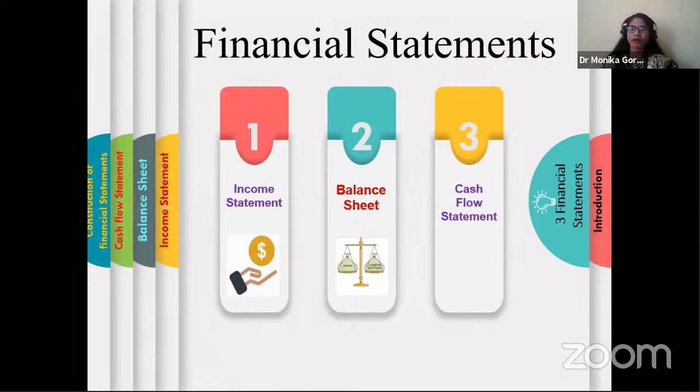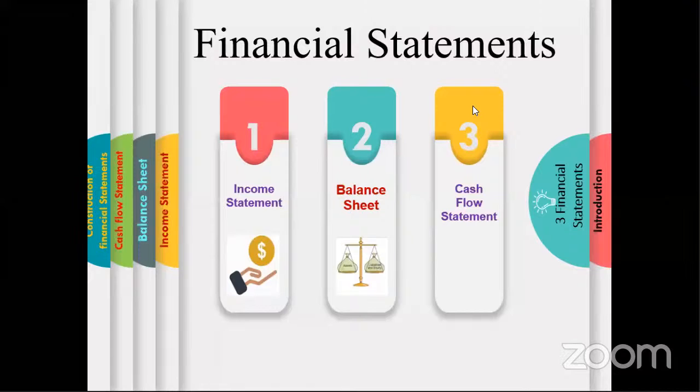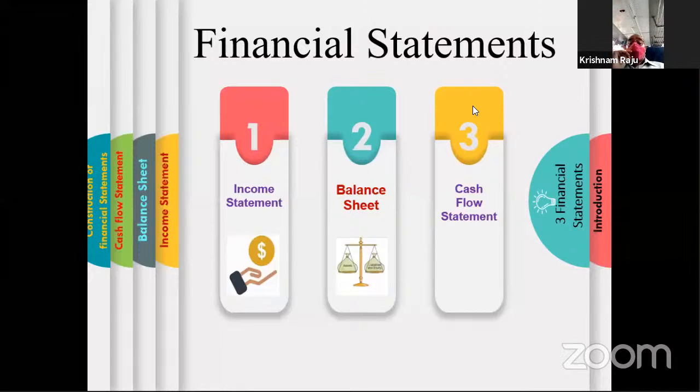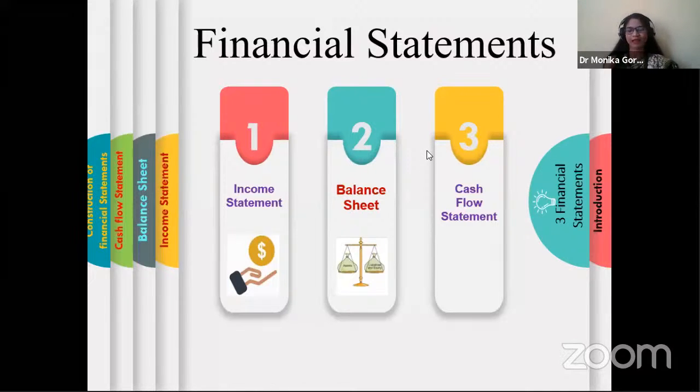There are three important financial statements. First is the income statement, second the balance sheet, and third the cash flow statement. So let's walk through the individual statements so that at the end of the day we are going to link these three statements. With the help of the income statement, we'll move ahead with the balance sheet and then the cash flow statement.